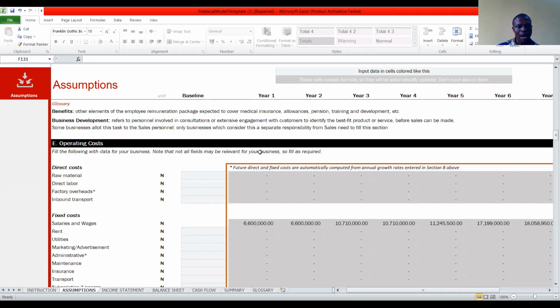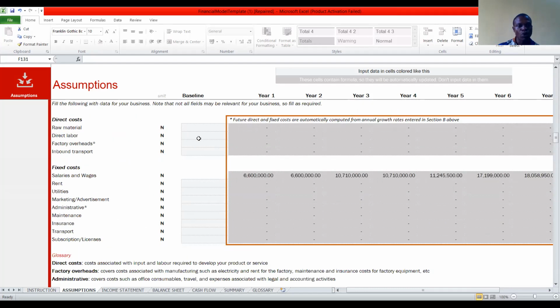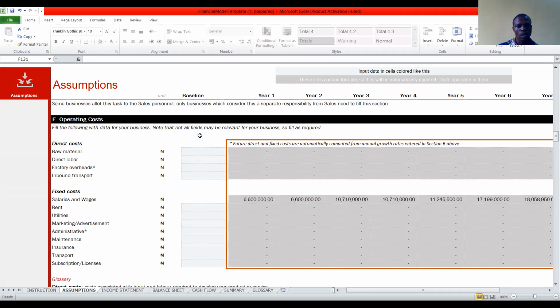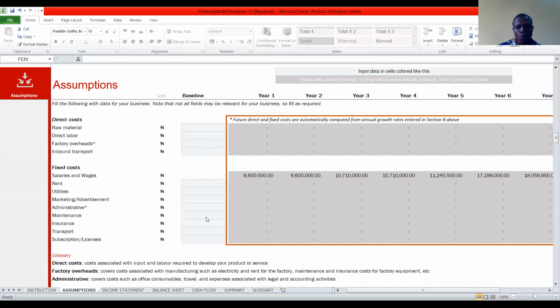The next is we come to part E, operating cost. Now this is where you provide your baseline information, your annual baseline information. Fill the following data with your business. Note, some businesses allot this tax to the sales personnel and so forth. Now, take a look at this. Your raw material. How much do we say we are going to spend per month for raw material? Let me come to my research, the information and data I've gathered, and see how much we'll be spending for raw material per annum.